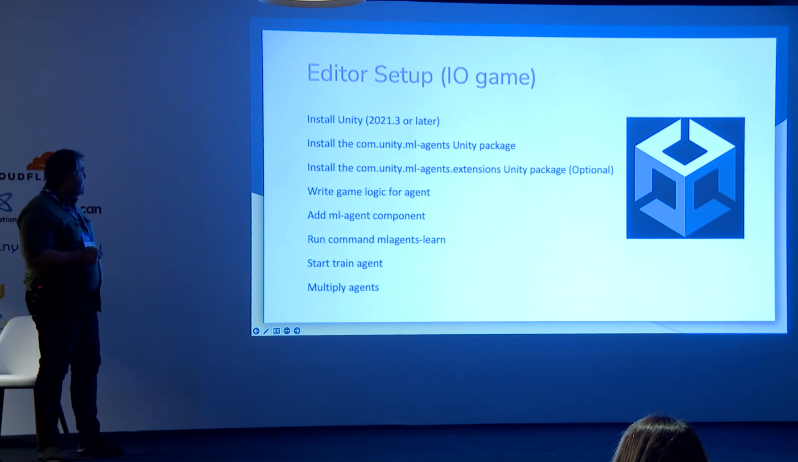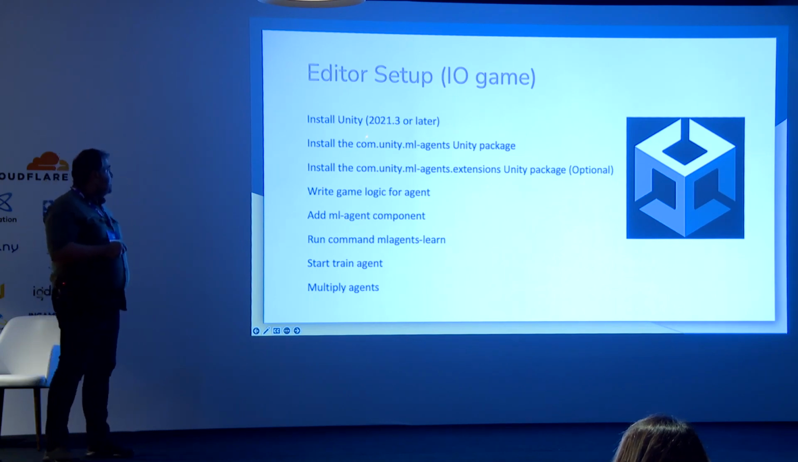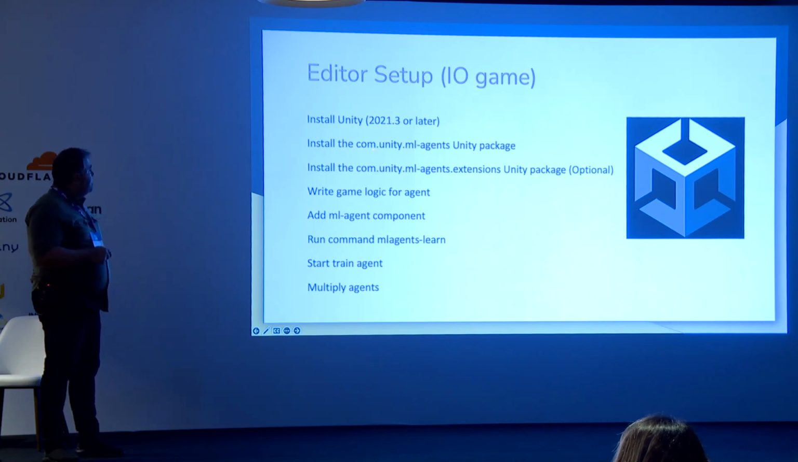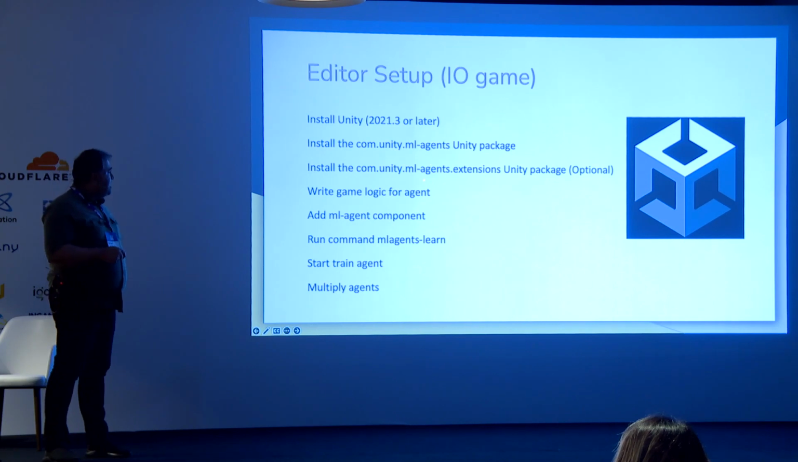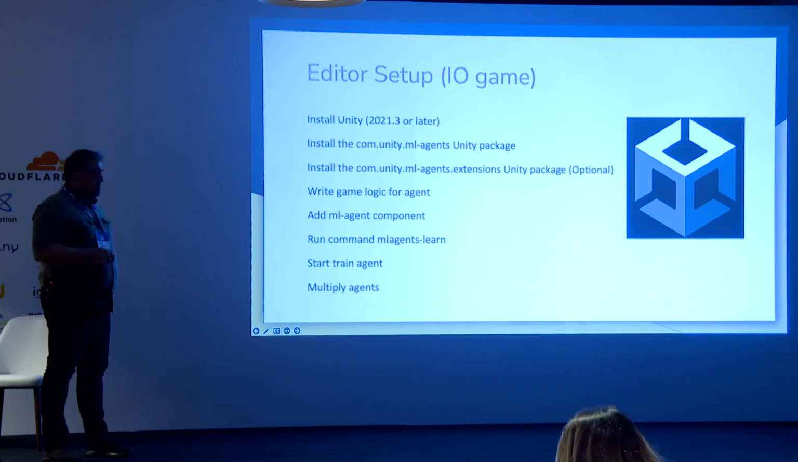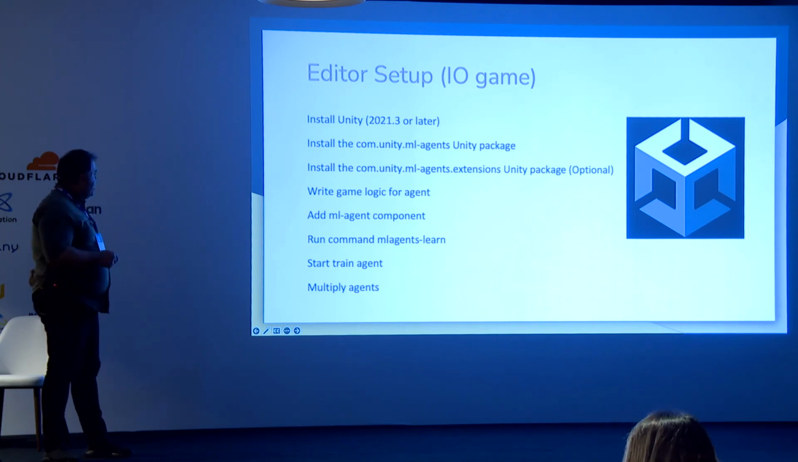On the Unity editor side, we have to use Unity version 2021.3 or higher to use the latest version of ML Agent. Also, you need to set up these two packages: com.unity.ml-agents and ML Agents extensions. Then you write everything in the C# language. You don't need any knowledge of Python. The other steps are technical steps.